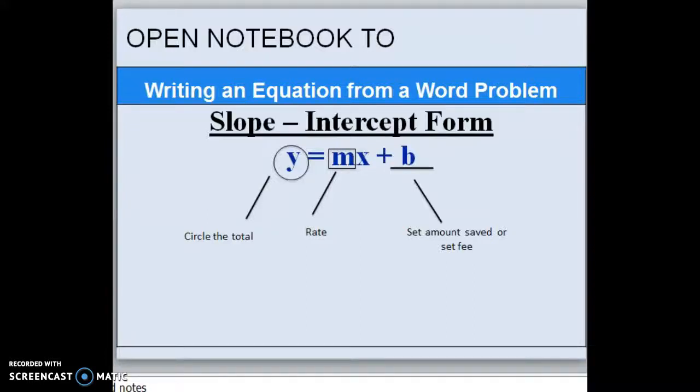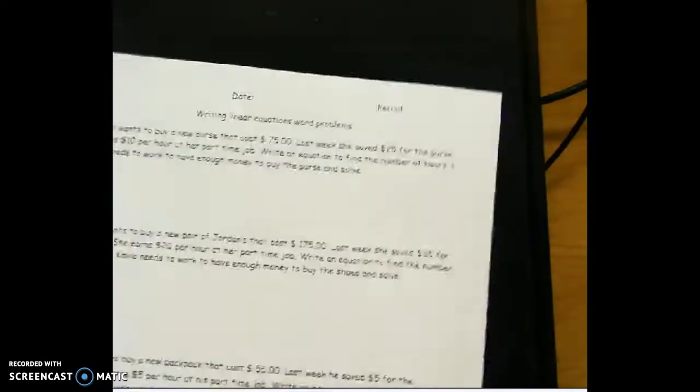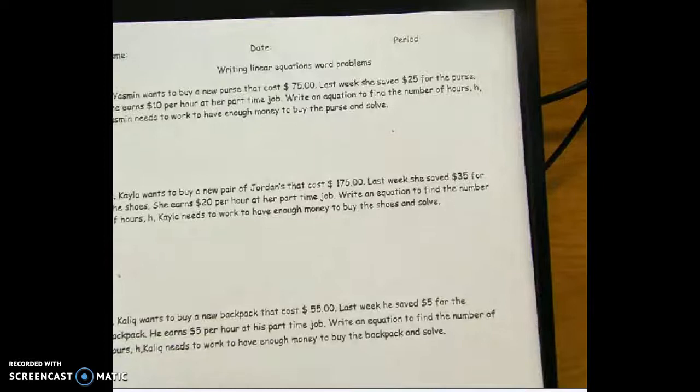So if you were absent, go ahead and make sure you pause the video. What you're going to do is write this on your notes as writing equations from a word problem. But in class, you guys, we already wrote this as our notes. So what you're going to do is follow along with that. On your worksheet, we're going to talk about number 1.